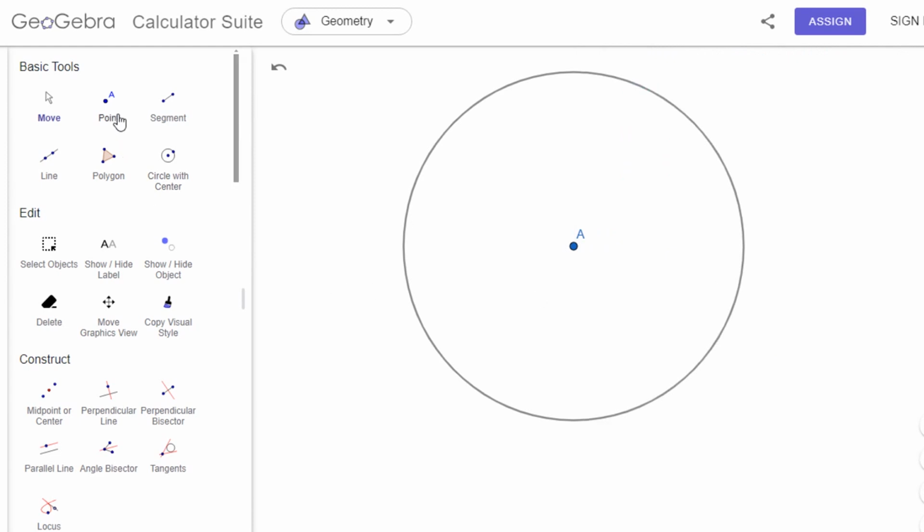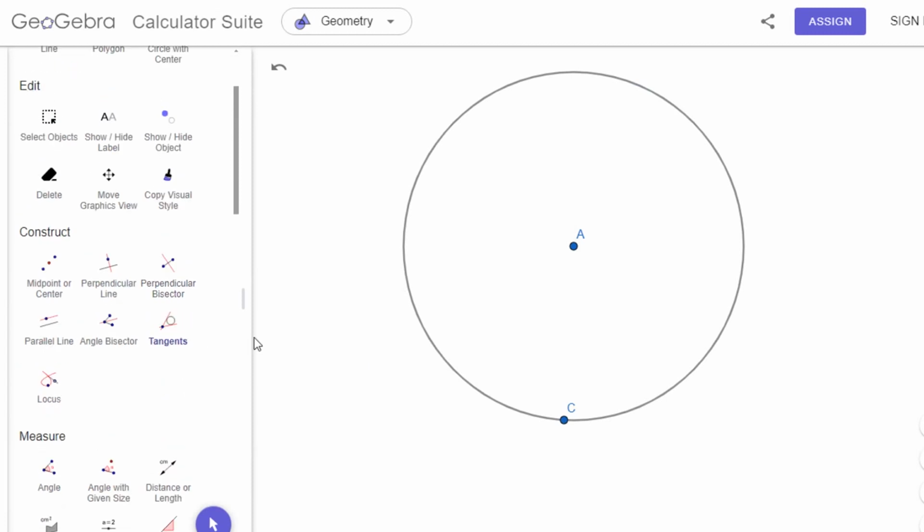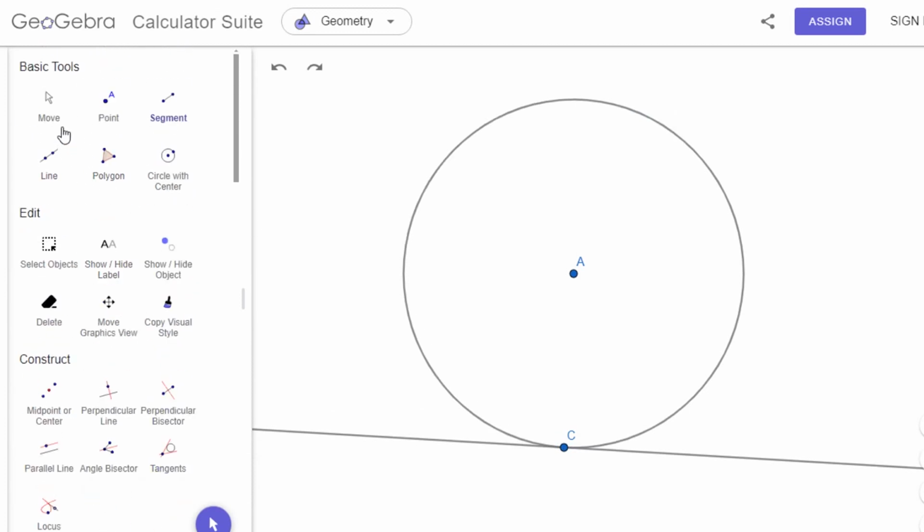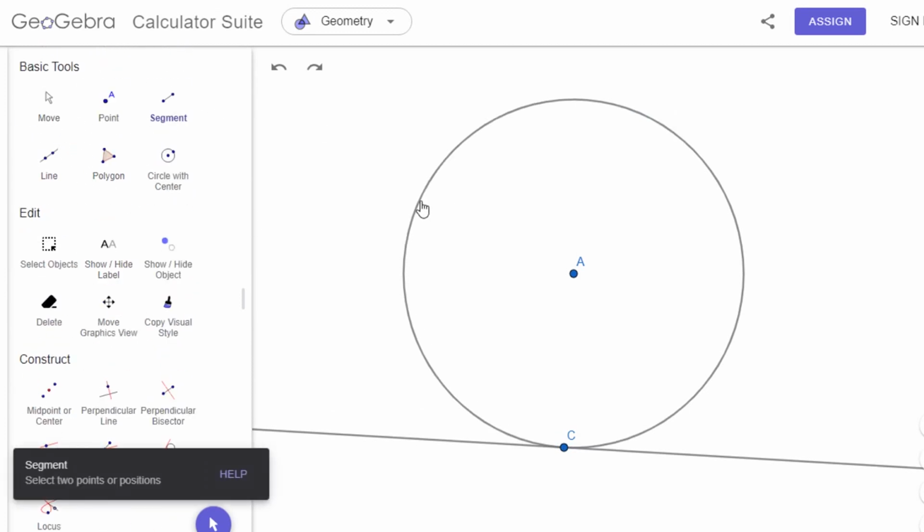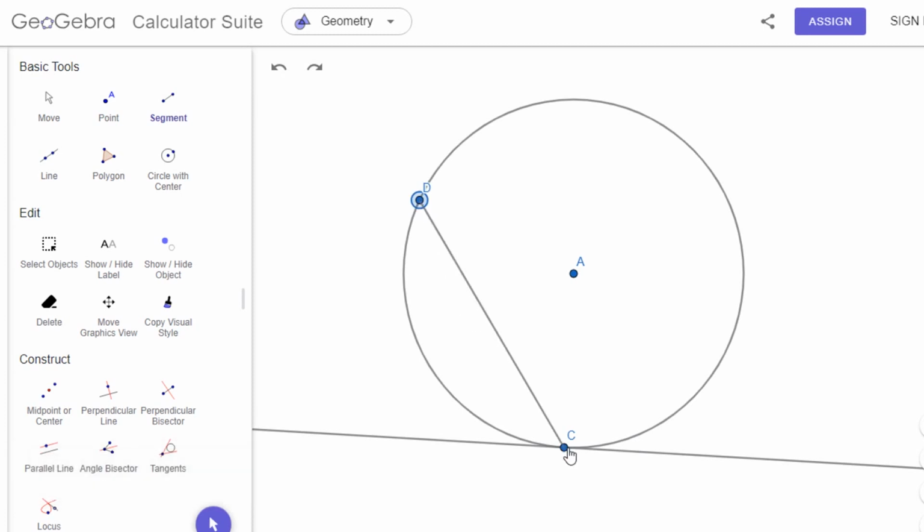Let us add the tangent. So I want our tangent to be somewhere here. So I'm going to select the tangent tool like so. So there you have it. That's our tangent. So let me add our chord. This is just a line like so.